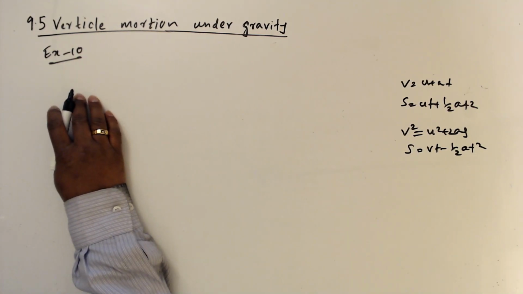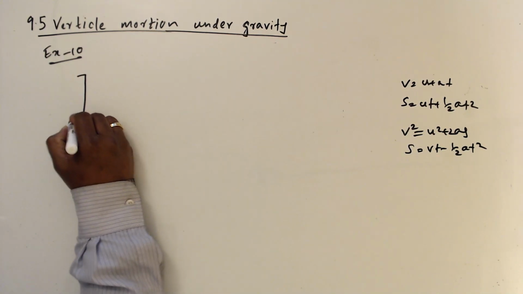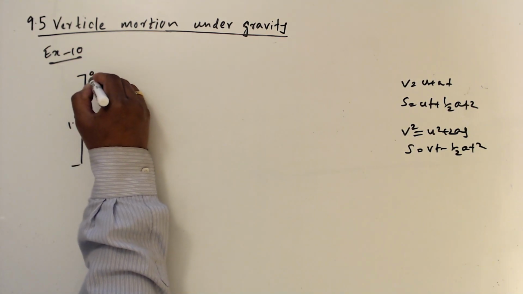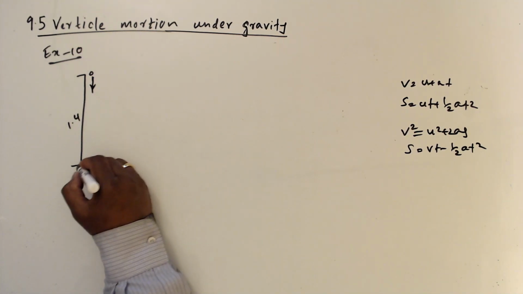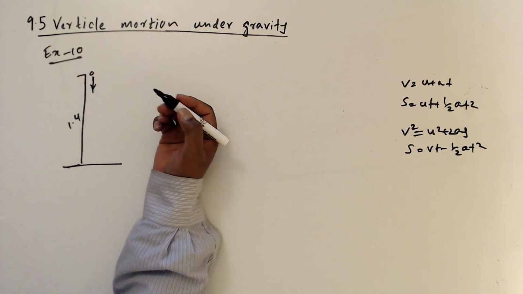Example 10. A book falls off the top shelf of a bookcase. The shelf is 1.4 meters above the wooden floor. A: Find the time the book takes to reach the floor. B: Find the speed, or velocity, with which it strikes the floor. So first of all, this is the bookshelf, this is 1.4 meters, and the book we usually denote by a particle. This is the floor, and it is falling under gravity.